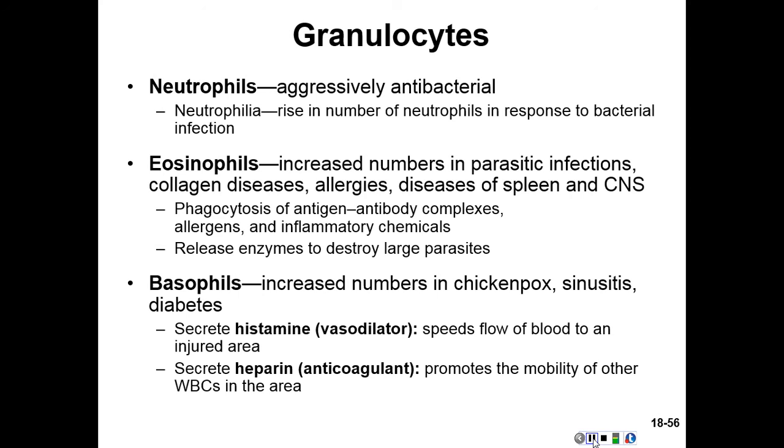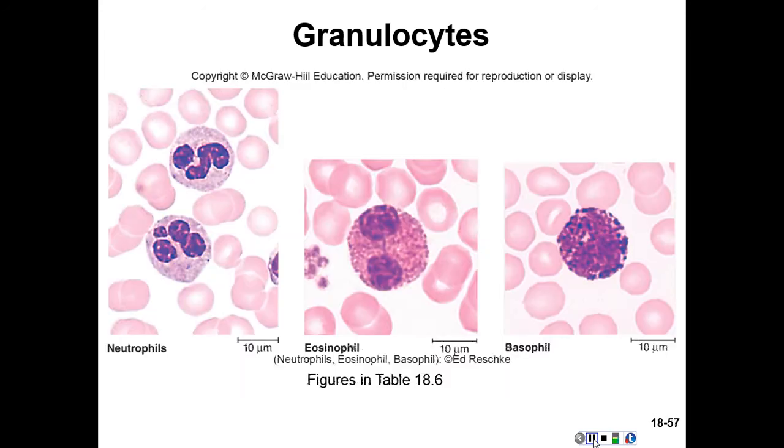Basophils, we see these with chicken pox, sinusitis, diabetes. These are what we call vasodilators. They allow an increase in the flow of blood into injured areas. Heparin is an anticoagulant, so they also increase the mobility of the white blood cells to the compromised area. Figure table 18.6 shows you a granulocyte.